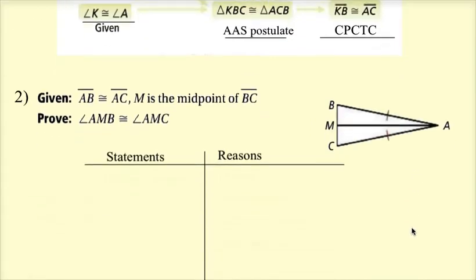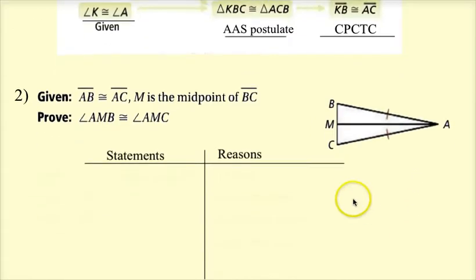Okay, so example 2, AB is congruent to AC. That's already marked on my picture, AB congruent to AC. M is the midpoint of BC. Now whenever I have a midpoint, I like to make a big fat dot there, so I remember that's the middle. M is the midpoint of BC.